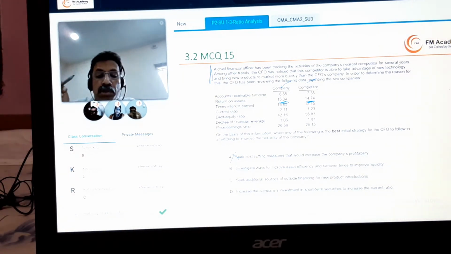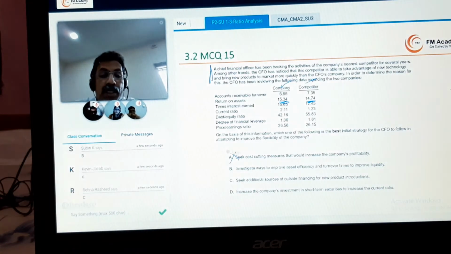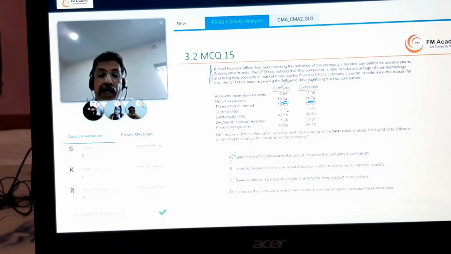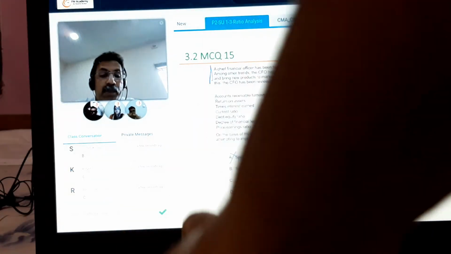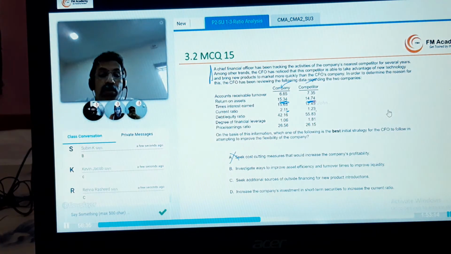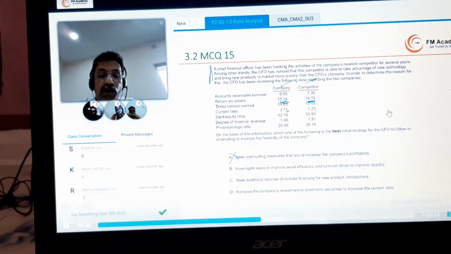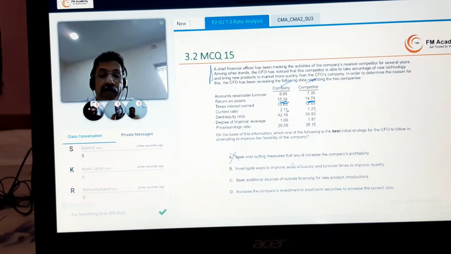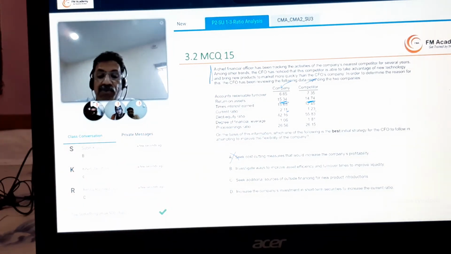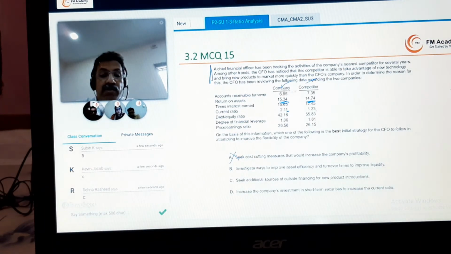Investigate ways to improve the asset efficiency and the turnover times to improve liquidity. So do they have a liquidity problem? Their current ratio is 2.11 against the competitor's, much better liquidity. So you don't have a liquidity problem. So you don't have to really waste your time and energy to improve the asset efficiency and turnover times. Asset efficiency also, let's see that. Asset efficiency will come from the account receivable turnover ratio, that is an asset efficiency, but it's only one portion of it. There we are a little lacking.